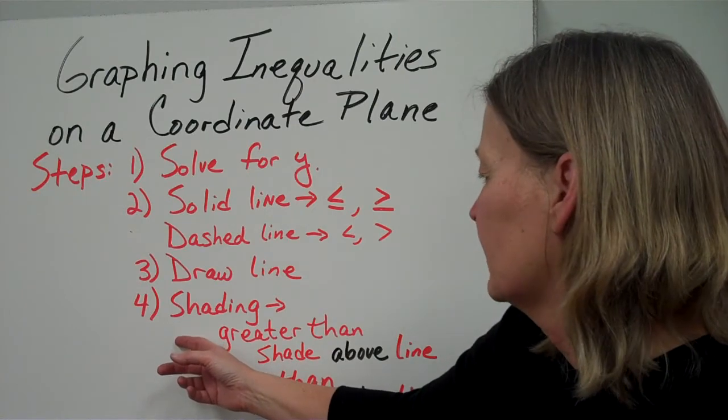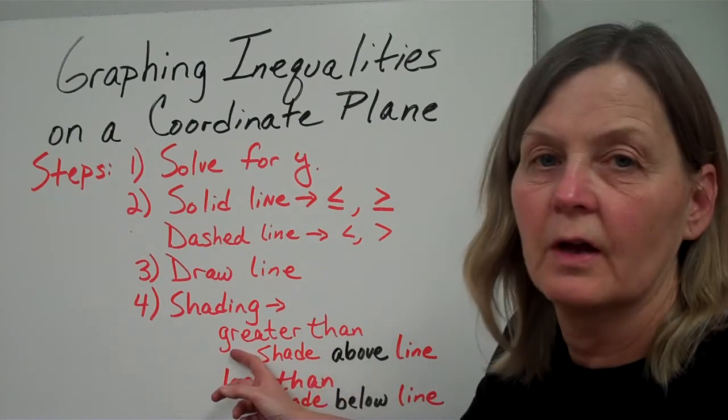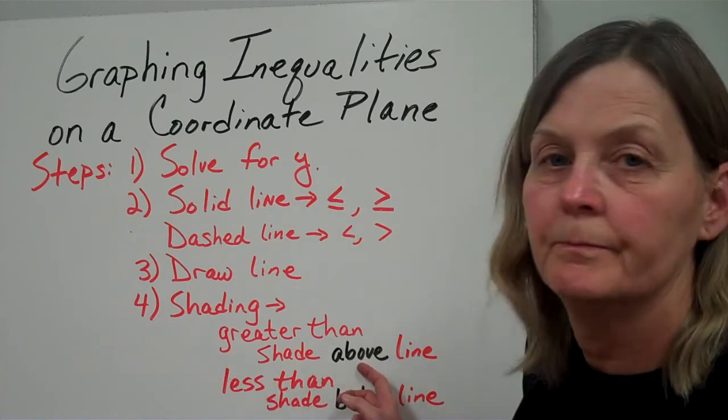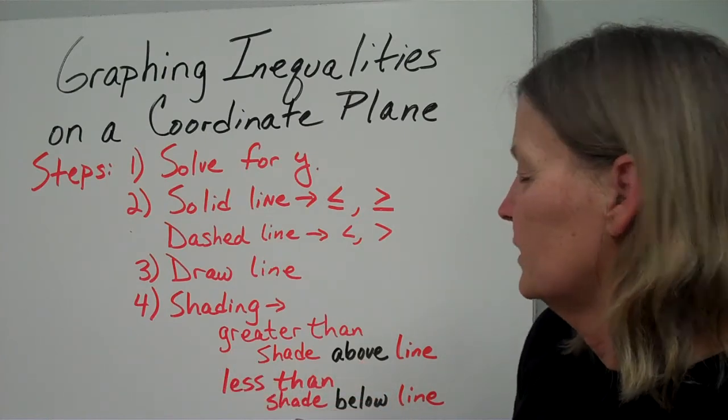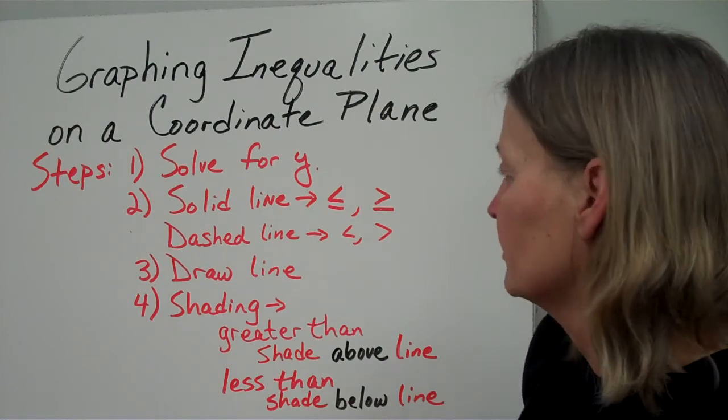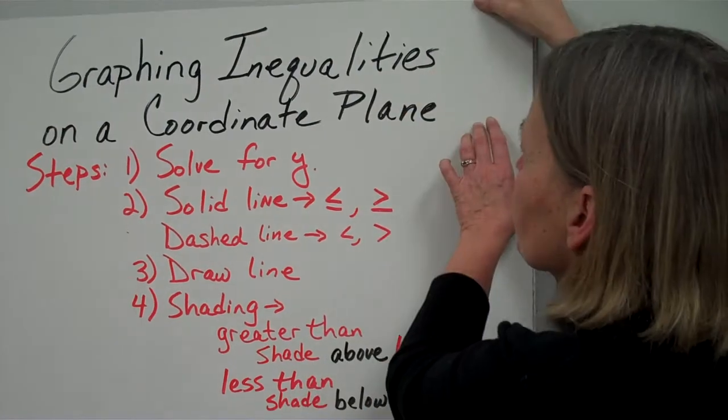Here's a little bit about the shading. If it's a greater than sign, you're going to shade above the line. And if there's a less than sign in the problem, we're going to shade below the line. So we'll take a look at that.